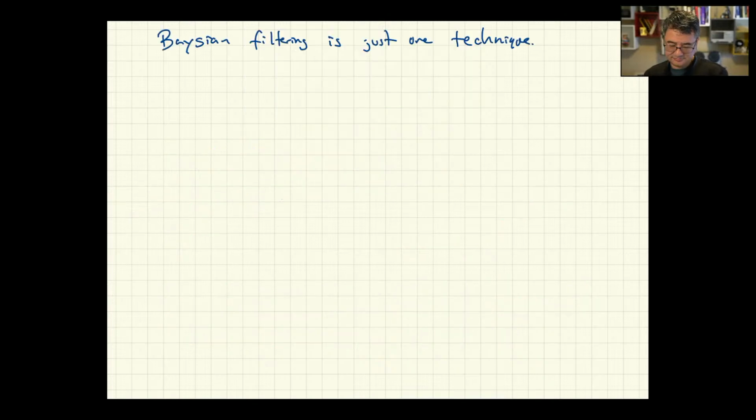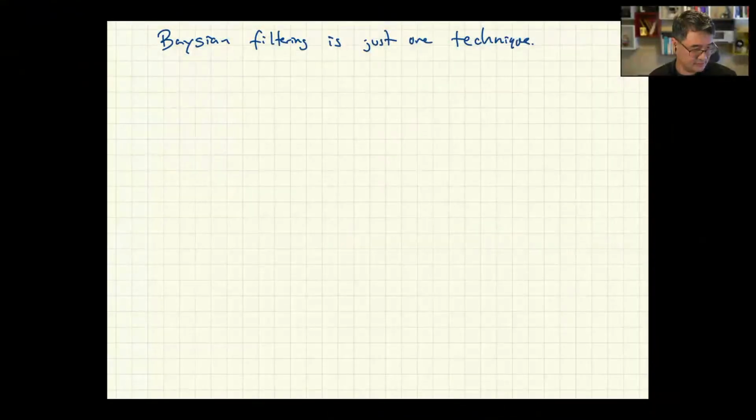So Bayesian filtering ultimately is just one of many techniques that spam filters use. They don't just use this because it can be thrown off a little bit. There are other criteria that a spam filter would look at to determine if a particular message was spam or not. For example, did the message come from a known spammer?